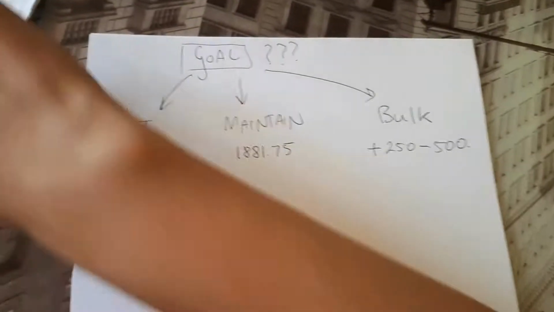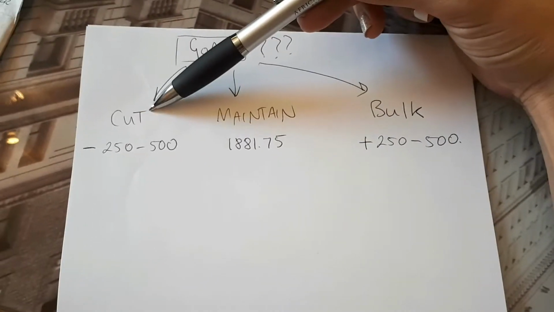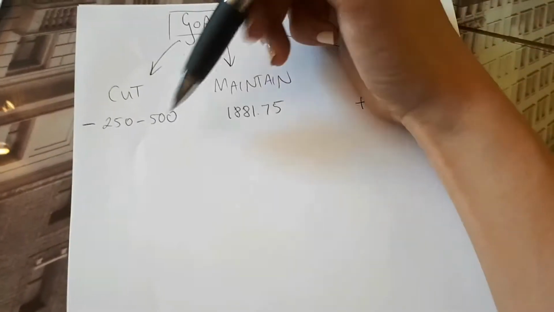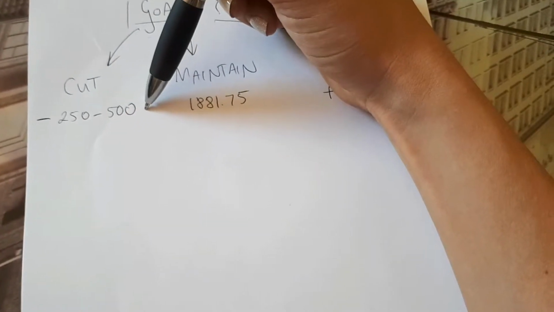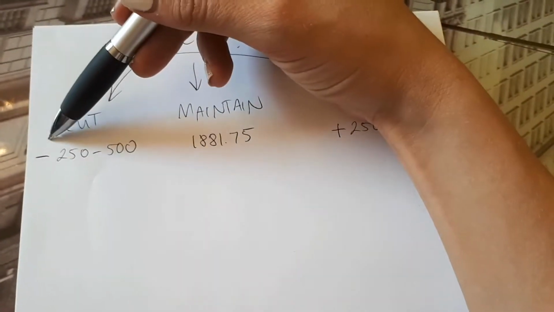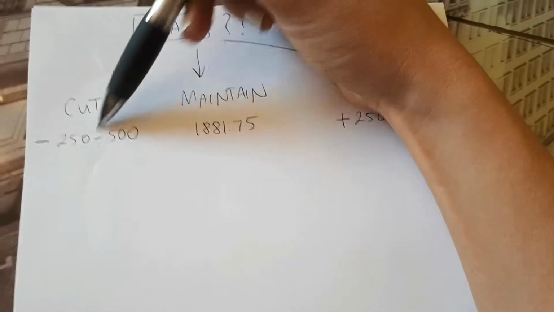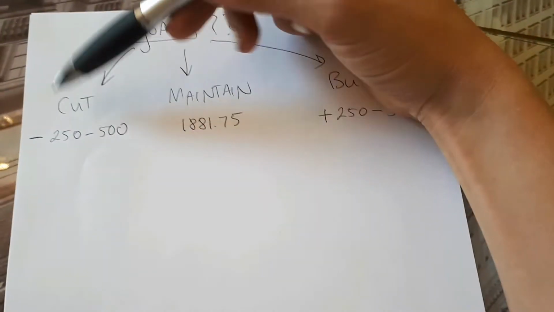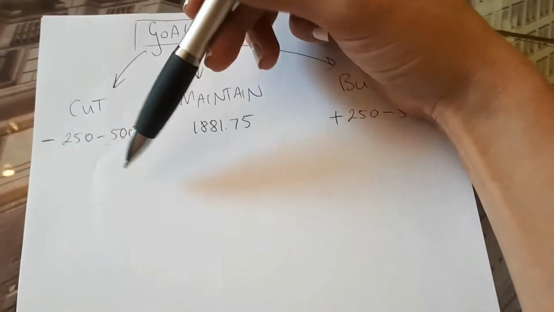Okay, so if your goal is to cut, the rule is to take your calories that we worked out previously and subtract between 250 to 500 calories. Personally, I think you should start from 250 and then slowly work your way down to 500. So that's if you want to cut. You subtract 250 to 500 calories from the calories that you just worked out.